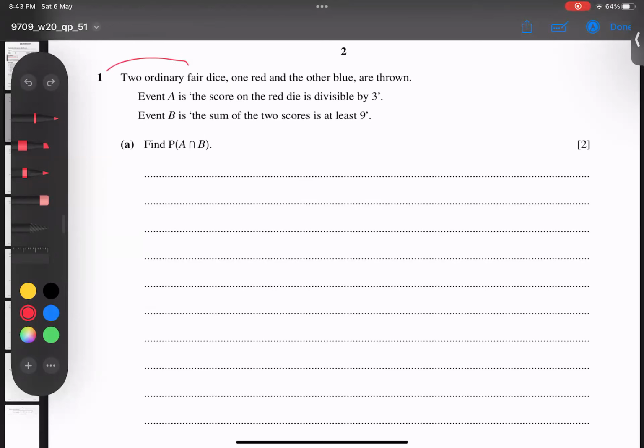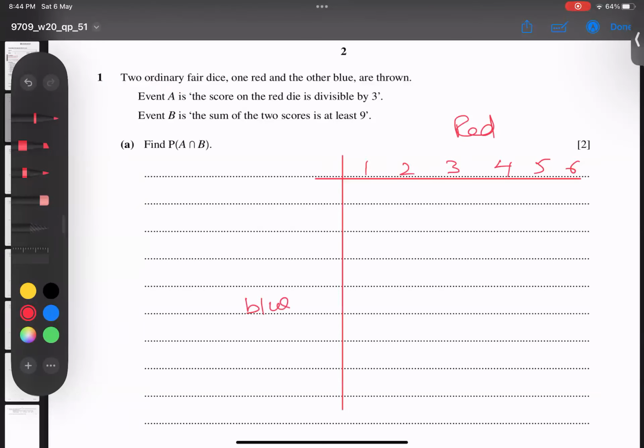Whenever two fair dice come, the best technique is to make this kind of result table: 1 2 3 4 5 6. Let's say this is red and this is blue, and 1 2 3 4 5 and 6. And what is being said here: event A is that the score on the red dice is divisible by 3.